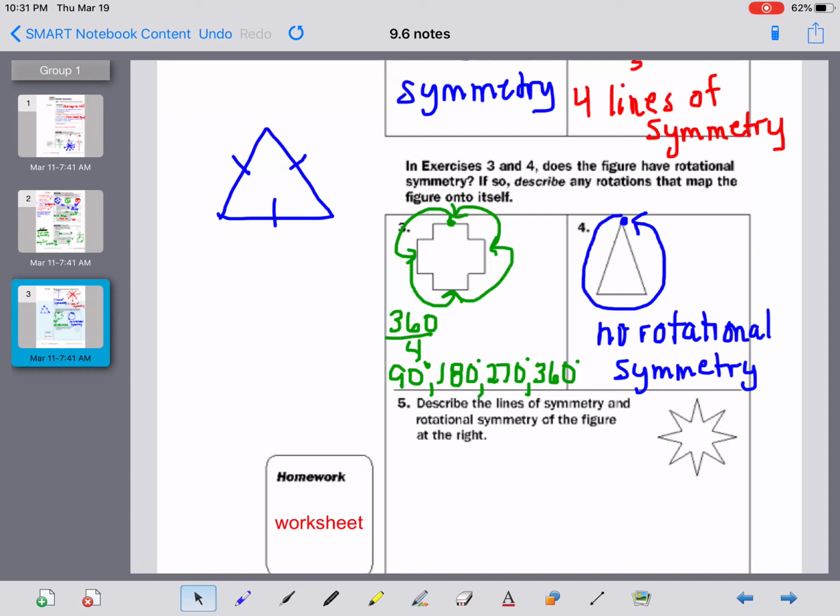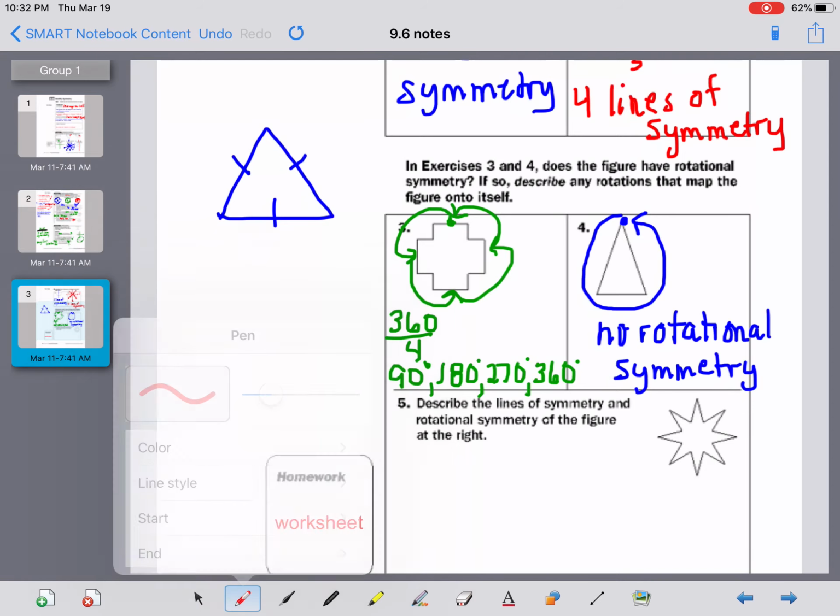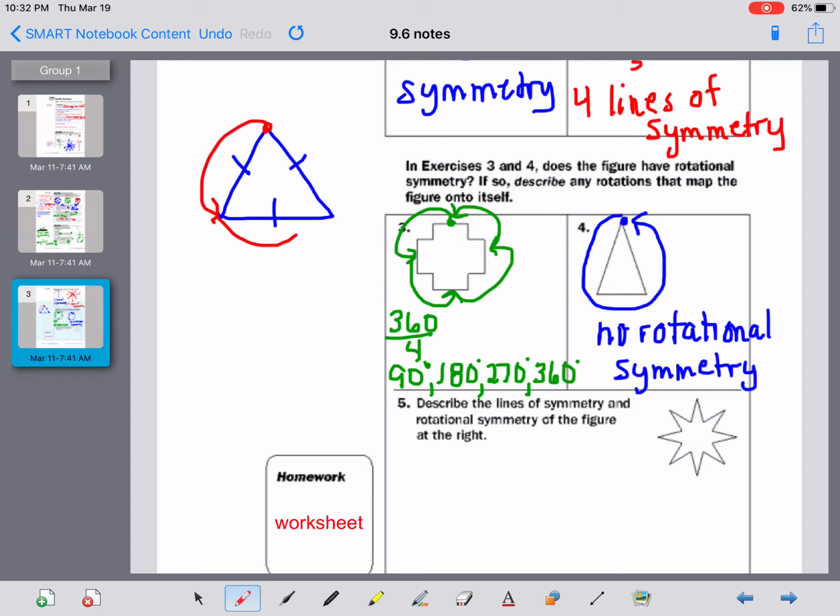We just looked at an isosceles triangle. It had no rotational symmetry. But if I change it to an equilateral, will I have any rotational symmetry? And the answer here is yes, I do, because I can take this vertex and move it to here, and then I can move it to here, and then I could move this one to here. So I do have that.